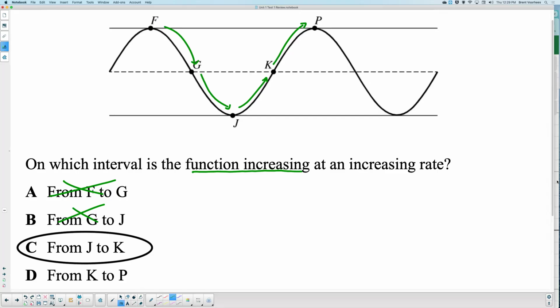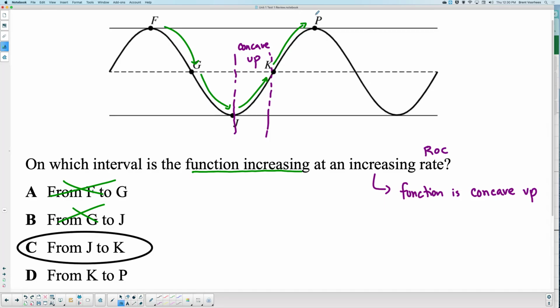Increasing rate. What is the same thing as rate? Rate of change. If your rate of change is increasing, what has to be true about the function? The function is concave up. Remember, the rate of change on the tables came after the function. So the function is concave up. On this interval here, from J to K, what is my function? Concave up or concave down? This is concave up, whereas on this interval, we are concave down. So therefore, the answer has to be C.